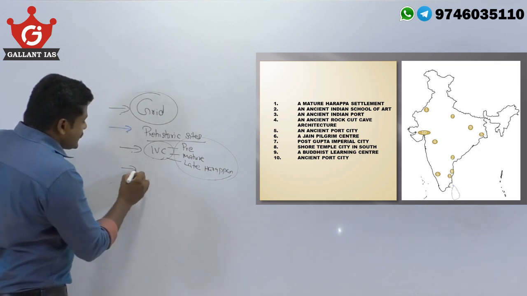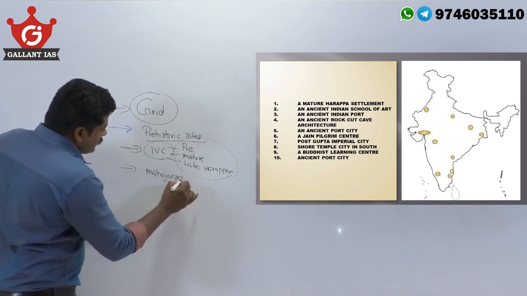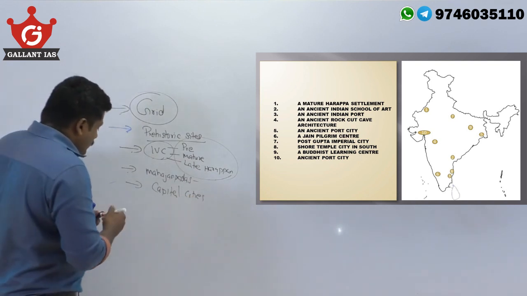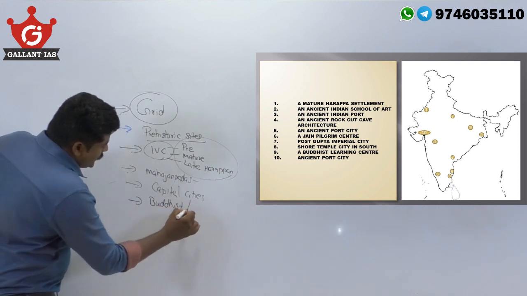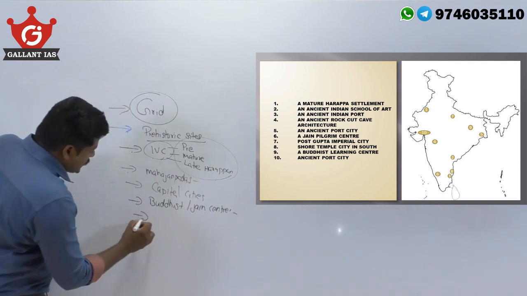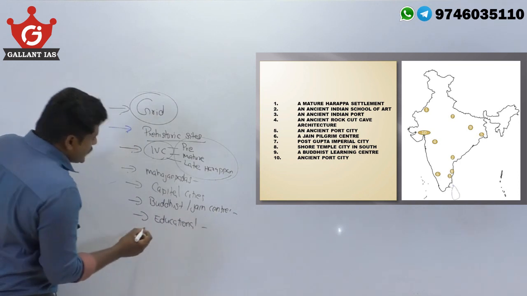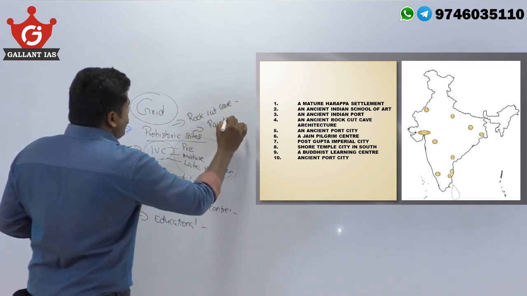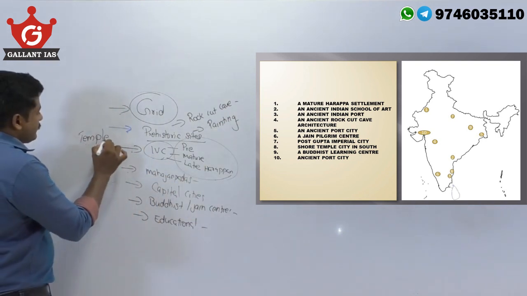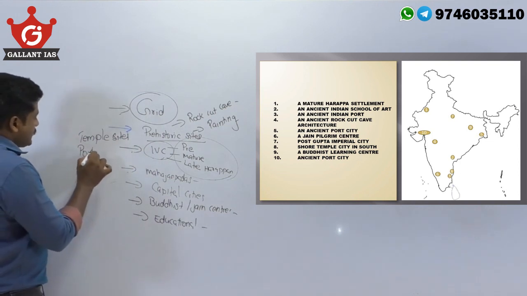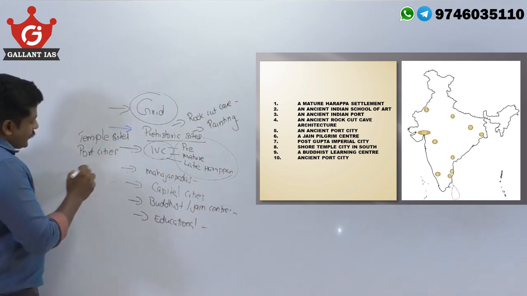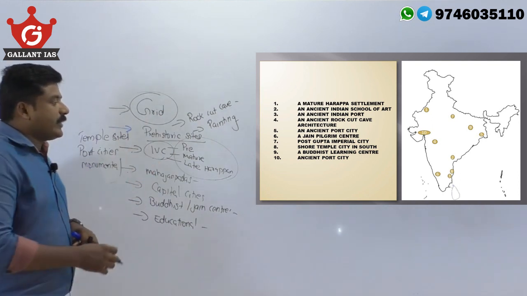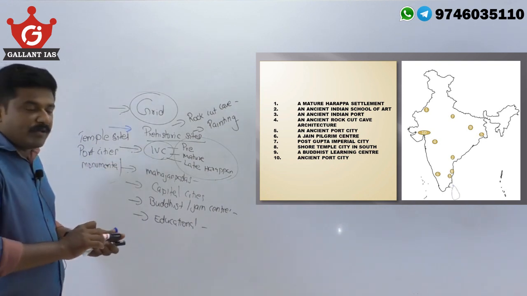So prehistoric sites, IVC sites, then the Mahajanapadas or these ancient capital cities, Buddhist and Jain centers, ancient educational centers, rock-cut cave architecture, ancient cave painting sites, or these temple sites, or ancient port cities, or it will be monumental sites. This is the way they would be asking the questions. So have coverage of these areas when you study ancient history.